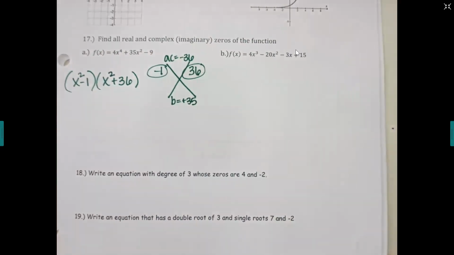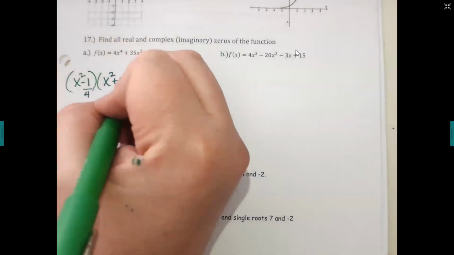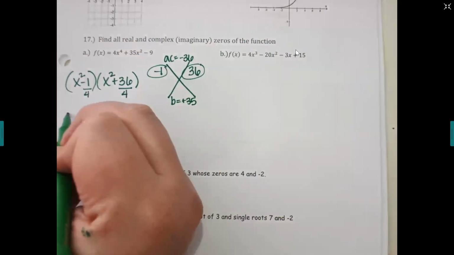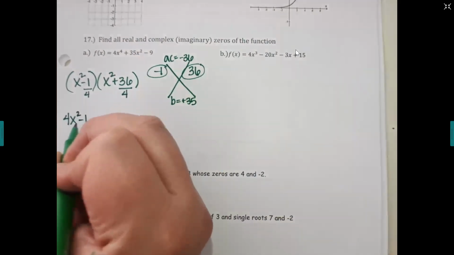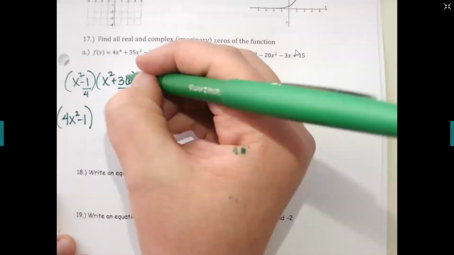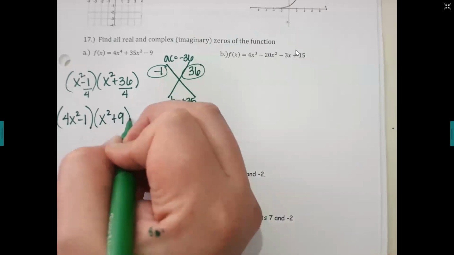Now, if my A is a 1, I'm done. Is my A a 1? Nope. No, what is it? 4. Then I have to divide and slide over 4. So 1 will not divide by 4, so I'm gonna slide it. It'll be 4x squared minus 1. And then my second parentheses, can 36 divide by 4? Yes. That's gonna be x squared plus 9.